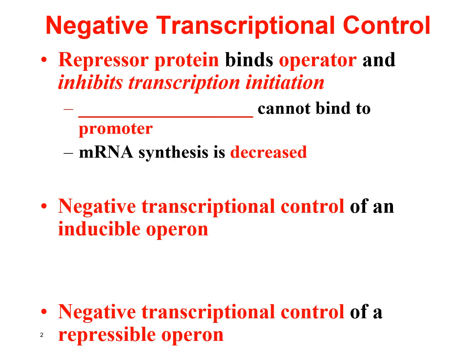So let's take a look at negative transcriptional control. We're going to be looking at negative transcriptional control of an inducible operon, and then we'll look at negative transcriptional control of a repressible operon. We're going to be working with a repressor protein, because remember, with negative transcriptional control, what we're using to turn the operon on and off is a repressor protein.